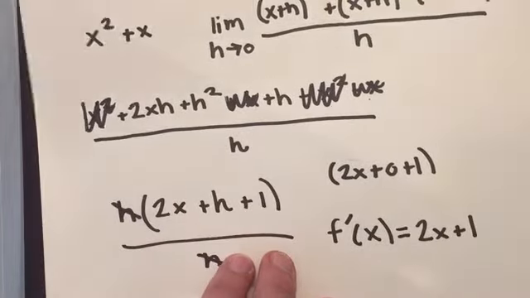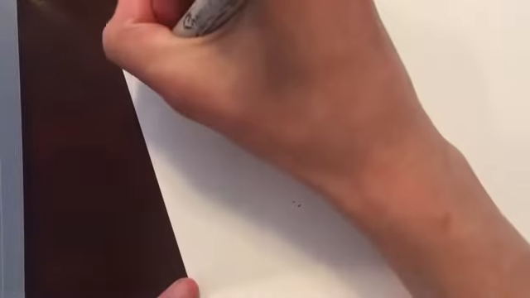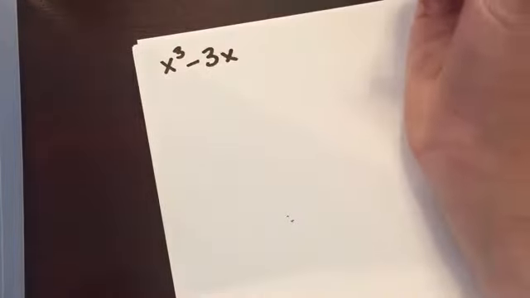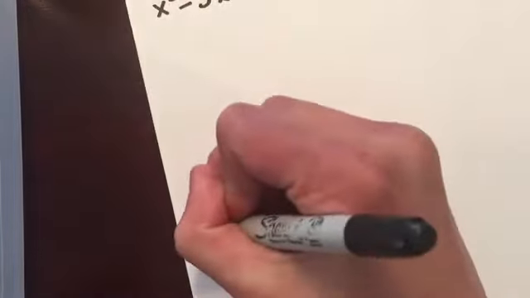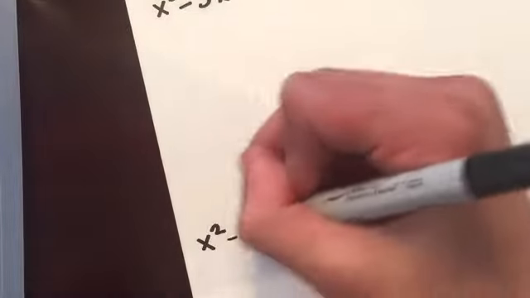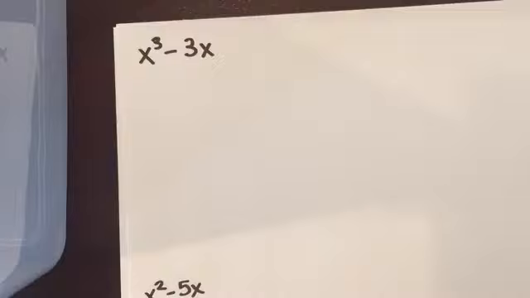So I'm going to give you 2 more problems that I want you to try on your own, and then I'll explain how to do them. So our first one is x cubed minus 3x, and x squared minus 5x. So I'm going to give you just a second to do that.